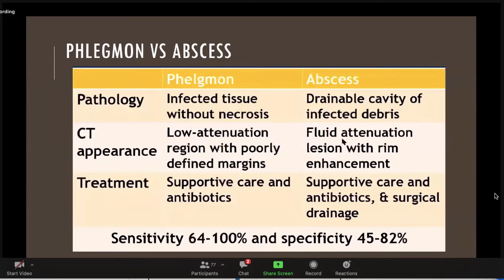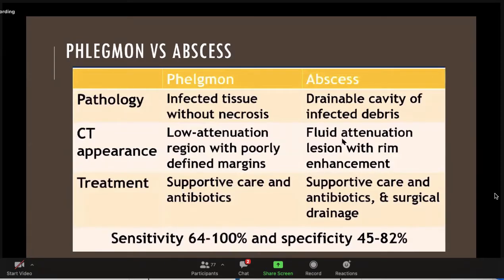Before we go further, let's discuss a very important concept, the difference between phlegmon and abscess. Pathologically, a phlegmon is an infected tissue or cellulitis without area of necrosis. In contrast, an abscess will have a drainable cavity of infected debris. On imaging, phlegmon will appear as low attenuation region with poorly defined margins, while abscess will appear as fluid attenuation lesion with rim enhancement. Finally, the treatment for these two pathologies are different.